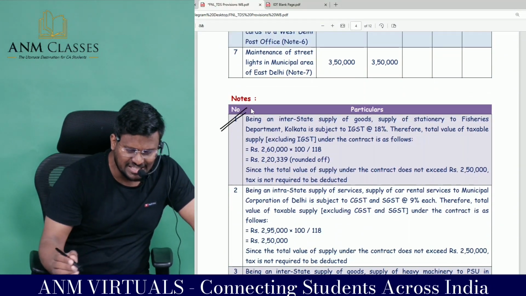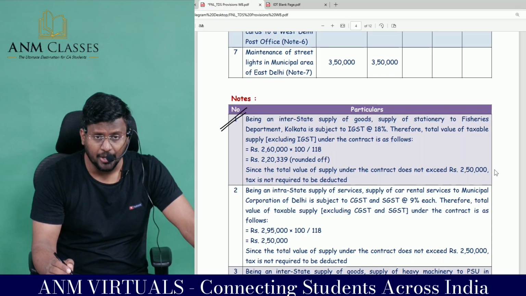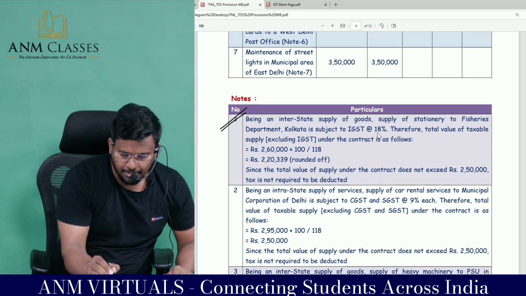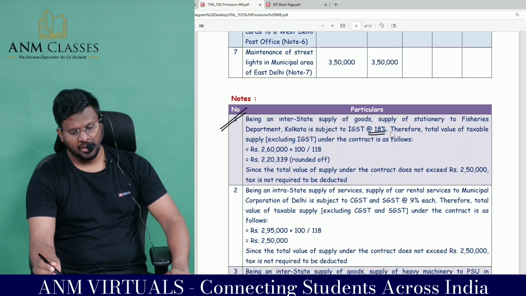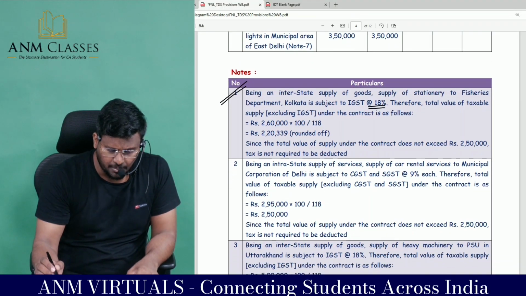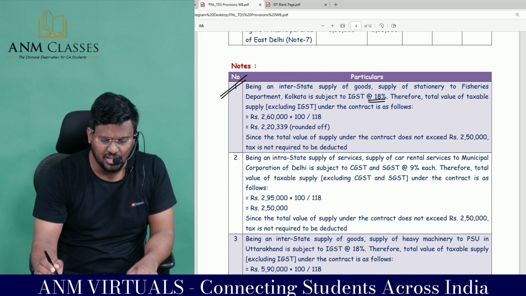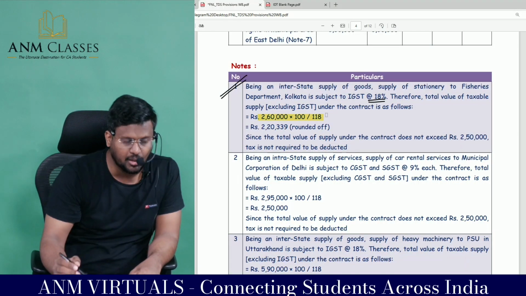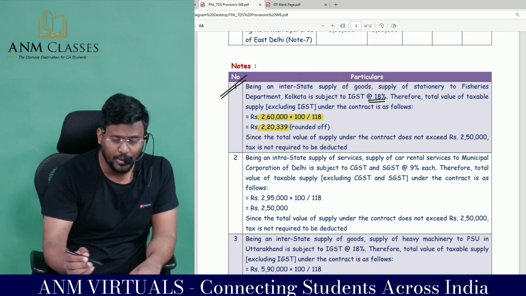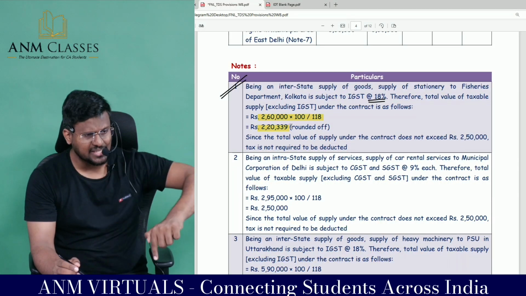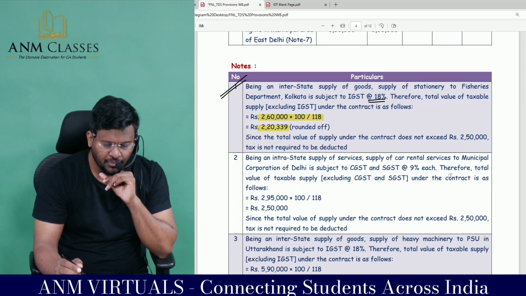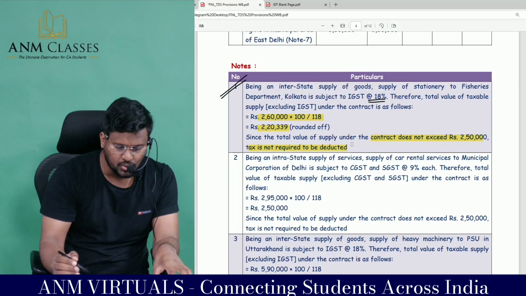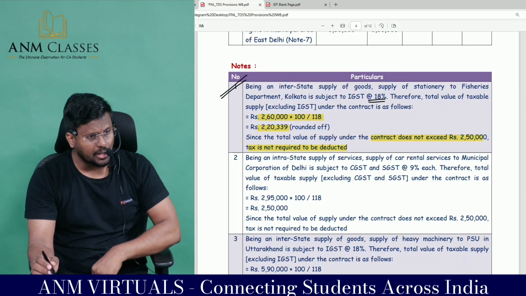Being an interstate supply of goods, supply of stationery to Fisheries Department, Kolkata is subject to IGST at how much percent? Therefore, the total value of taxable supply excluding IGST under the contract value will be 2,60,000 divided by 118 into 100, which comes to 2,20,000, which is less than 2,50,000. Since the total value of supply under a contract does not exceed 2,50,000, tax is not required to be deducted.